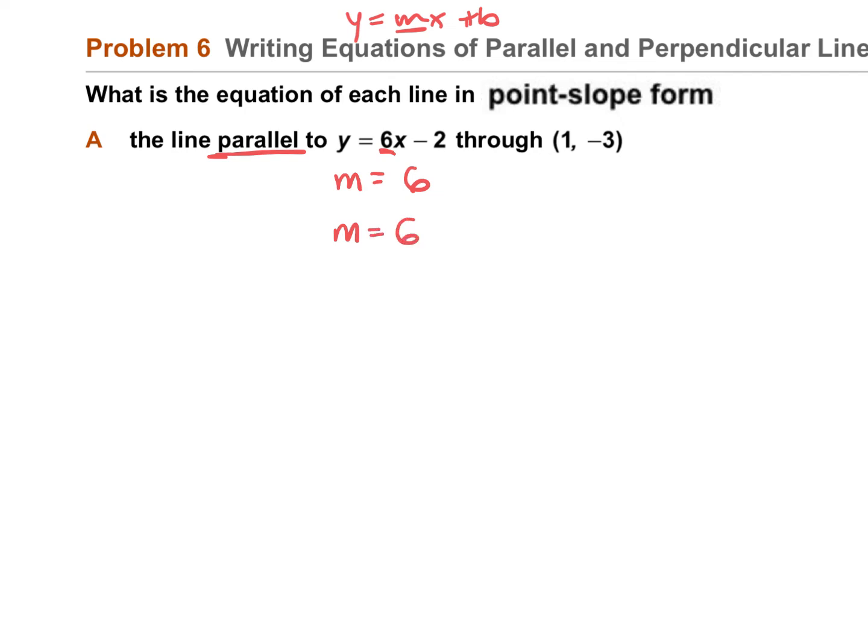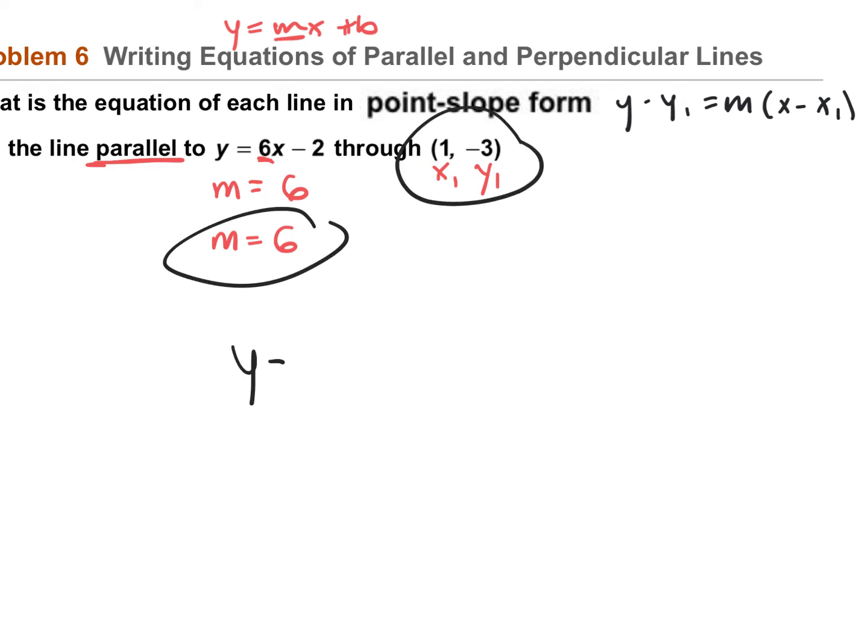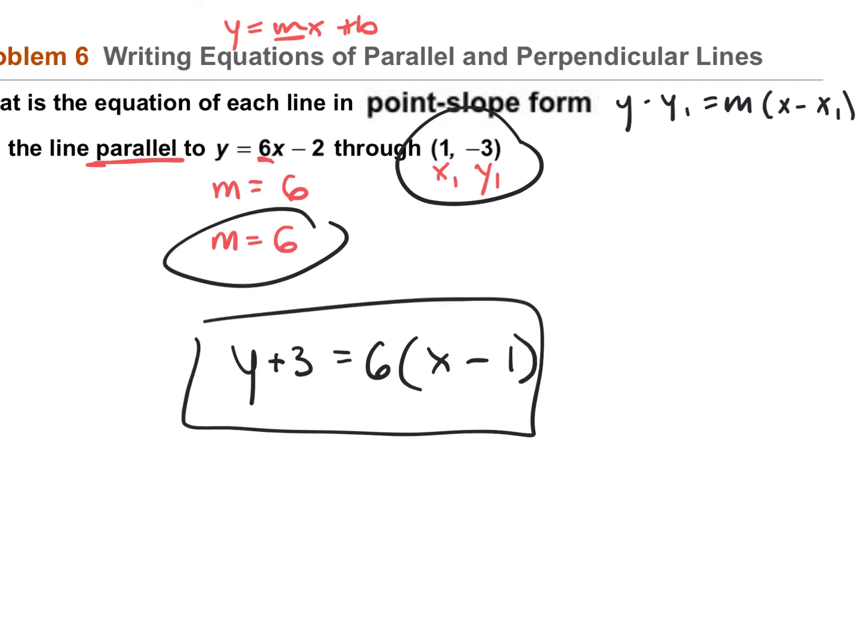And then the point is (1, -3). So x1 is 1, y1 is -3. When we plug that into point slope form, y minus y1 is equal to m times x minus x1. So we just plug in our slope and our point. So y minus -3 becomes y + 3. You always change the sign when you plug in your x and your y. And then m is 6 times x minus x1, which is 1. And this is our line in point slope form.